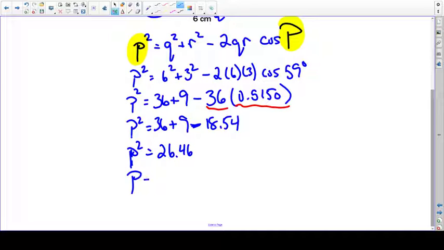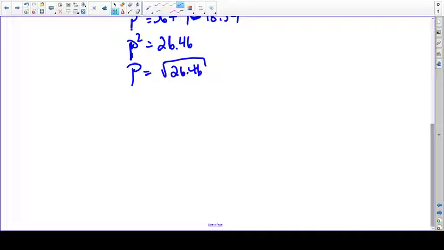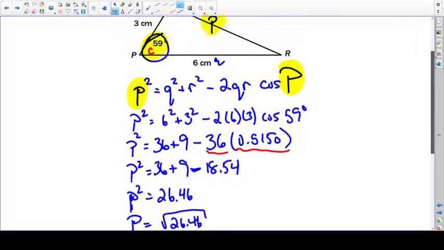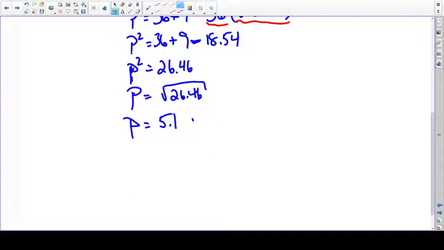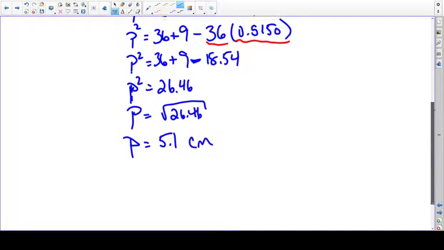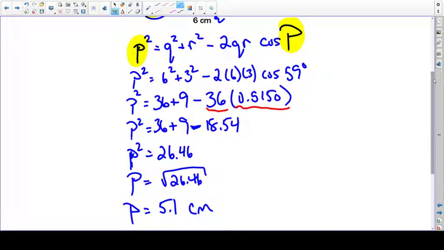And then to figure out what the measure of side P is, we're going to take the square root of 26.46. Where's the square root button on this? Here we go. And we're going to see that P is 5.1. Are these centimeters? Yep, centimeters. That's the measure of side P.